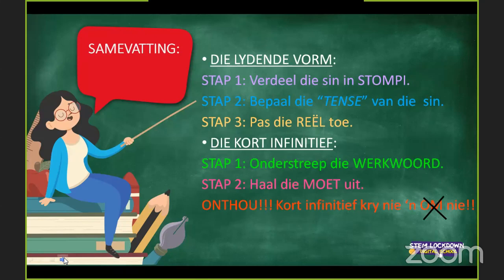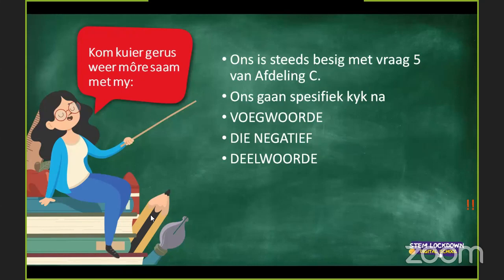Good, nou môre as ons weer les, ek wil graag na die volgende kyk. Tomorrow, if we have our lesson at 8, ons is nog steeds besig met vraag 5 van afdeling C. We are still busy with question 5 of section C. Maar ons gaan spesifiek kyk na voegwoorde. I've been trying to get to it every single lesson, but we will run out of time if I do too much language revision. But I would like to have a look at conjunctions, how to join sentences with conjunctions, and then also how to start with a group 3 conjunction. It's not that difficult, but it does seem to cause problems.